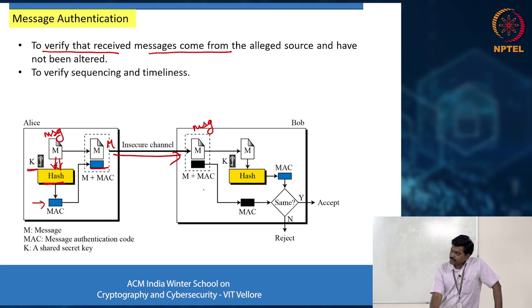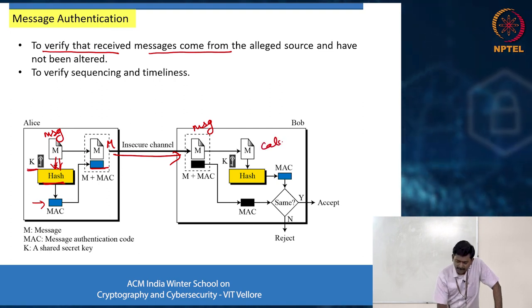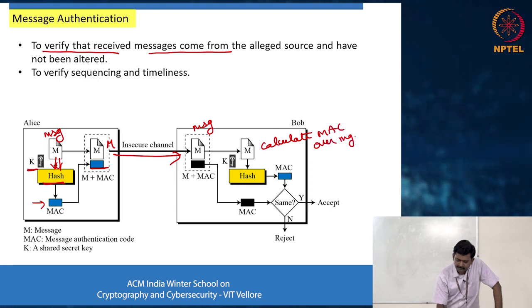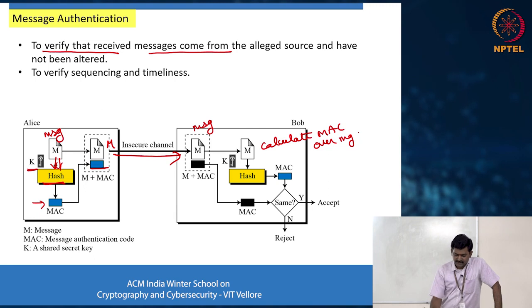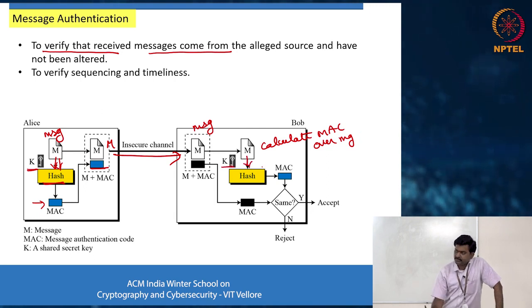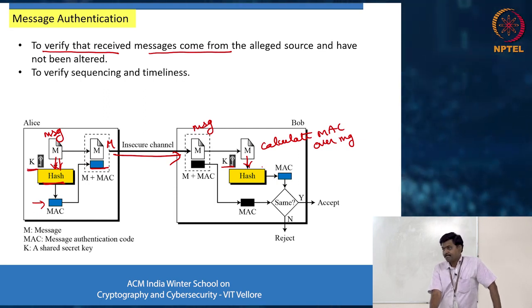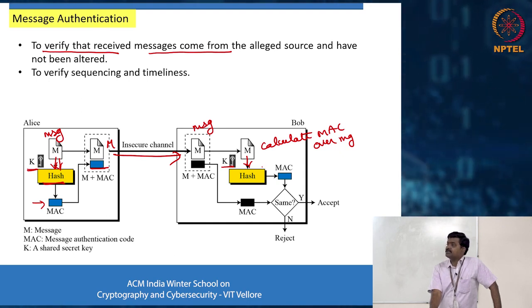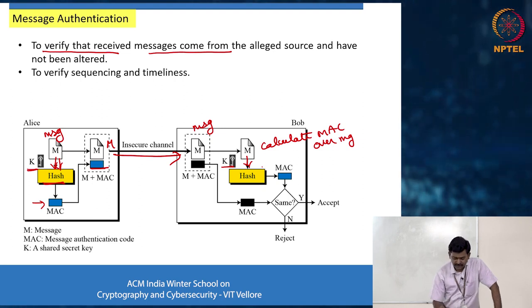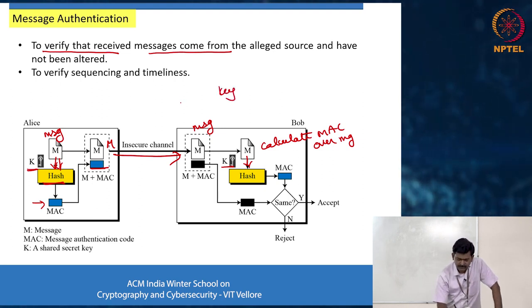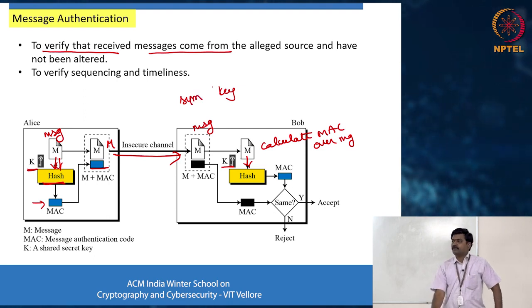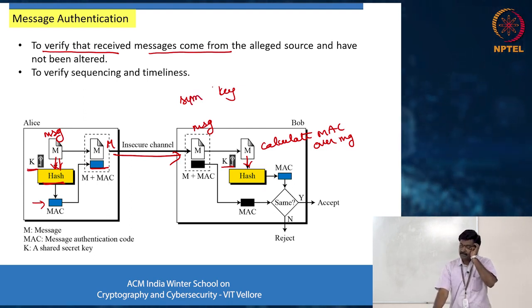Then what is the receiver doing? Calculate the MAC over the message. How does he calculate it? Submit the key and the message to the hash function. Which key here? When I say key, which key is it? Symmetric or asymmetric? Symmetric. So the key is the symmetric key, right? So what he gets is the MAC code.